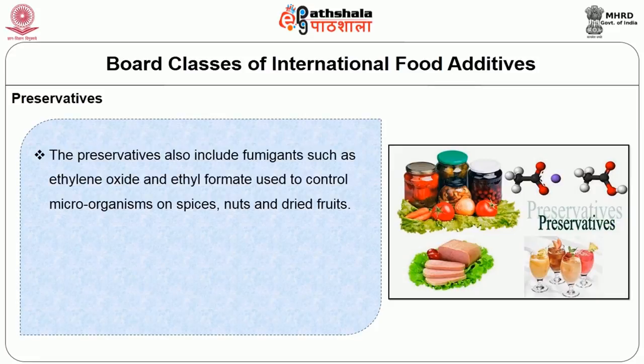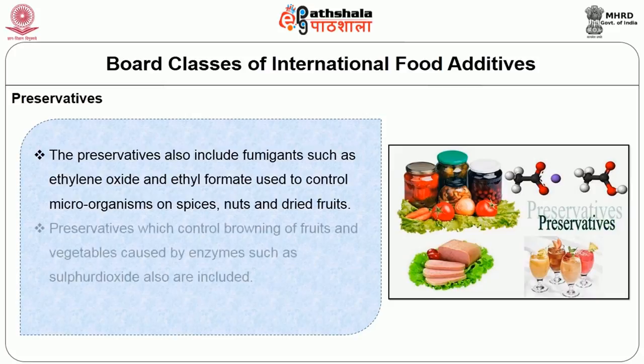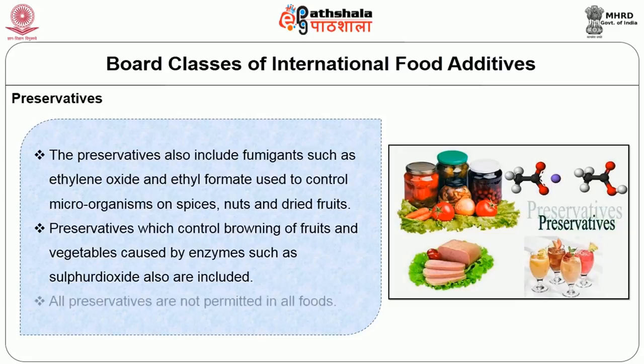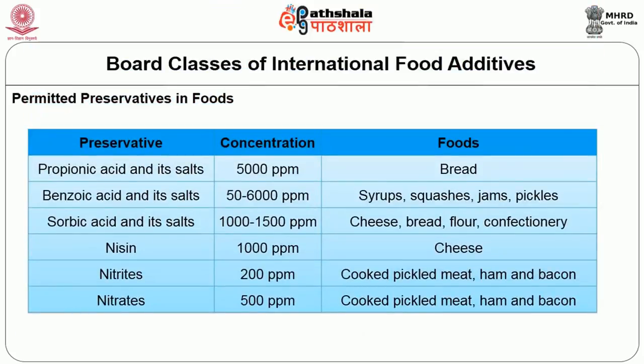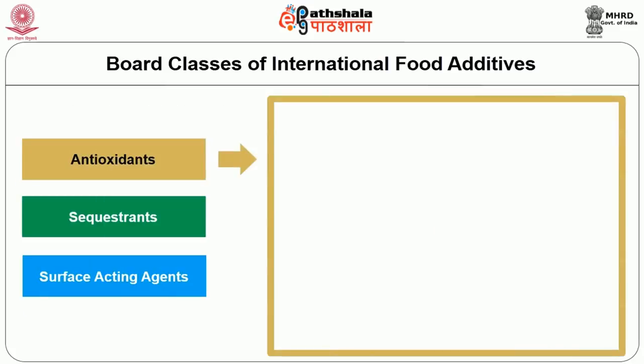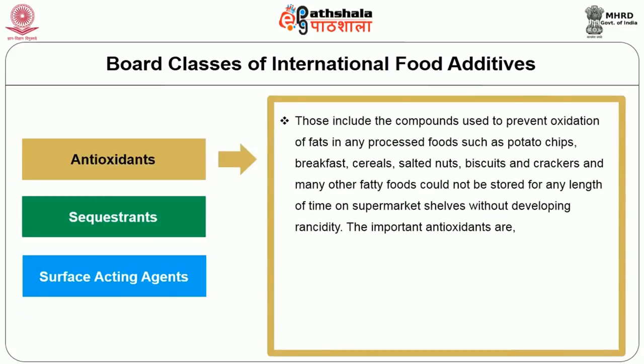The preservatives also include fumigants such as ethylene oxide and ethyl formate used to control microorganisms on spices, nuts and dried fruits. Preservatives which control browning of fruits and vegetables caused by enzymes, such as sulfur dioxide, are also included. Not all preservatives are permitted in all food products. These are some of the preservatives that are permitted in foods at different concentrations.